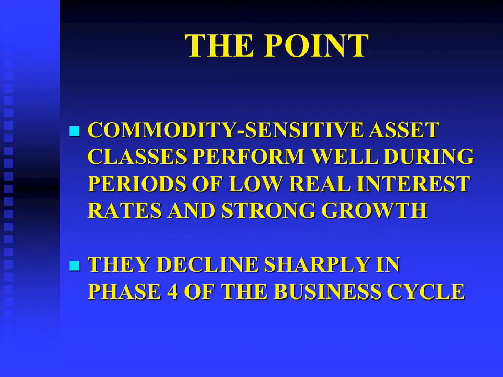What is the point of the previous slides? Well, the point is clear. Commodity-sensitive asset classes perform well during periods of low real interest rates and strong economy. In other words, low real interest rates means when interest rates are below the inflation rate. And also commodity-sensitive stocks decline sharply in phase 4 when the economy grows below potential. So these asset classes should be avoided in times like the current one. Again, we are talking about April 2012 when the economy is slowing down.